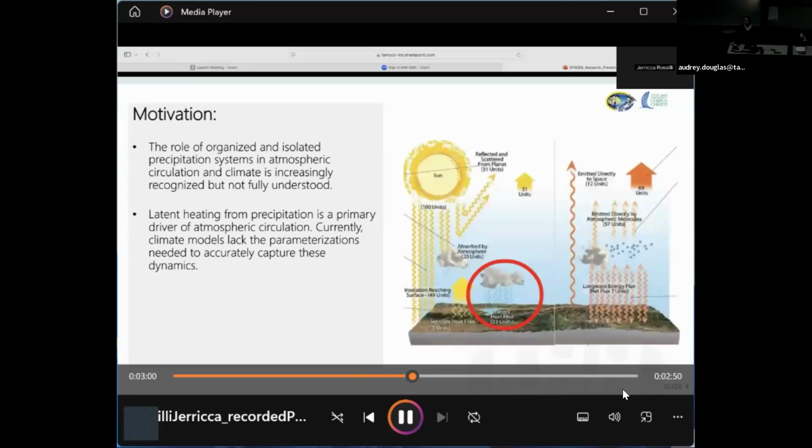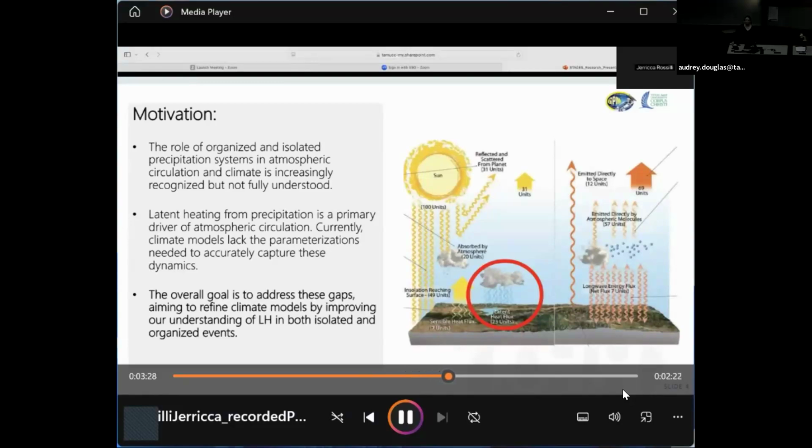I plan to look at these different systems and look at the differences in latent heating. The figure that just popped up here is showing how important this is when it comes to heat circulation within our planet. Out of 100 units of incoming solar radiation, 23 of those units could be attributed to latent heat flux. So that's why latent heating is very important.